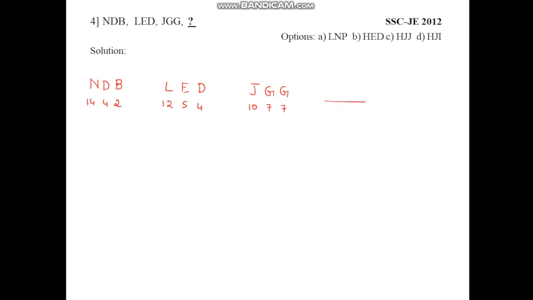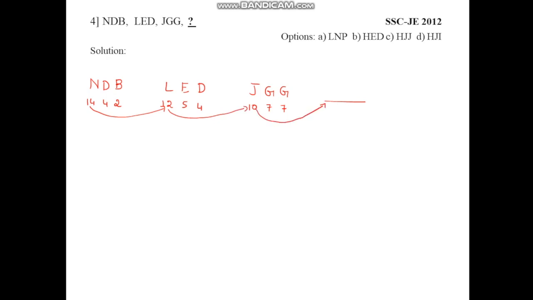Next, what is this actually? Just see, when you have this group of letters, then identify the relation between first group, second group and third group immediately. So you can see here N is 14, N to L it is 12, again L to J it is 10.